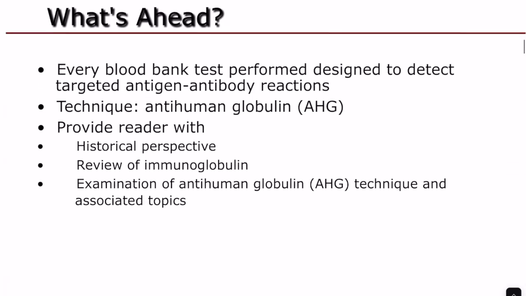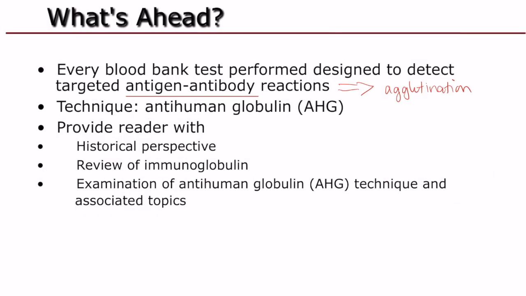And what's ahead? Here's our what's ahead page. Every blood bank test performed is looking for this antigen and antibody reaction. And as we discussed previously, this reaction is going to appear to be agglutination. So that's what we want to see when we see an antibody-antigen reaction: agglutination.